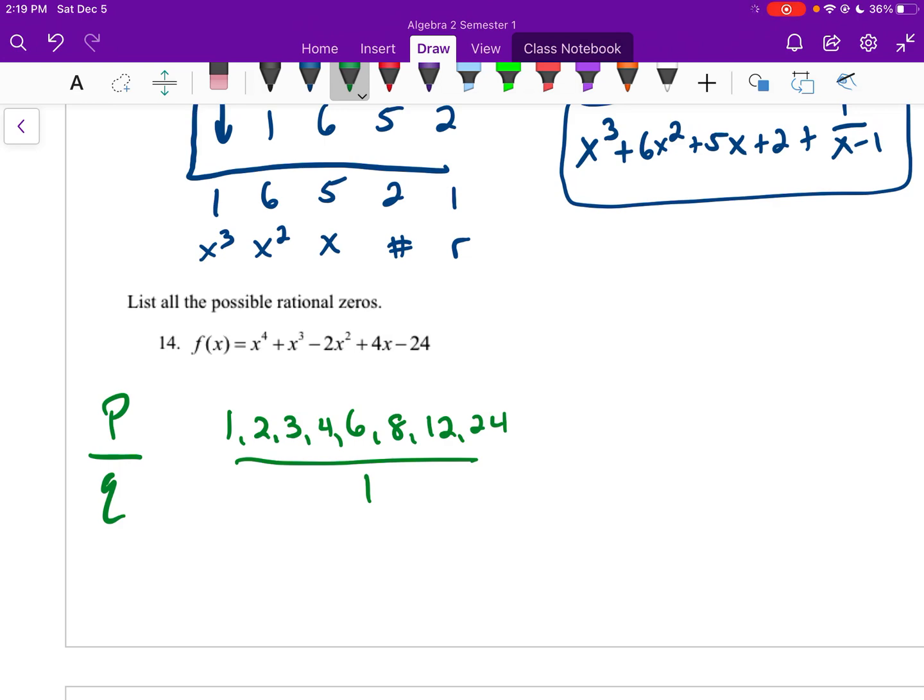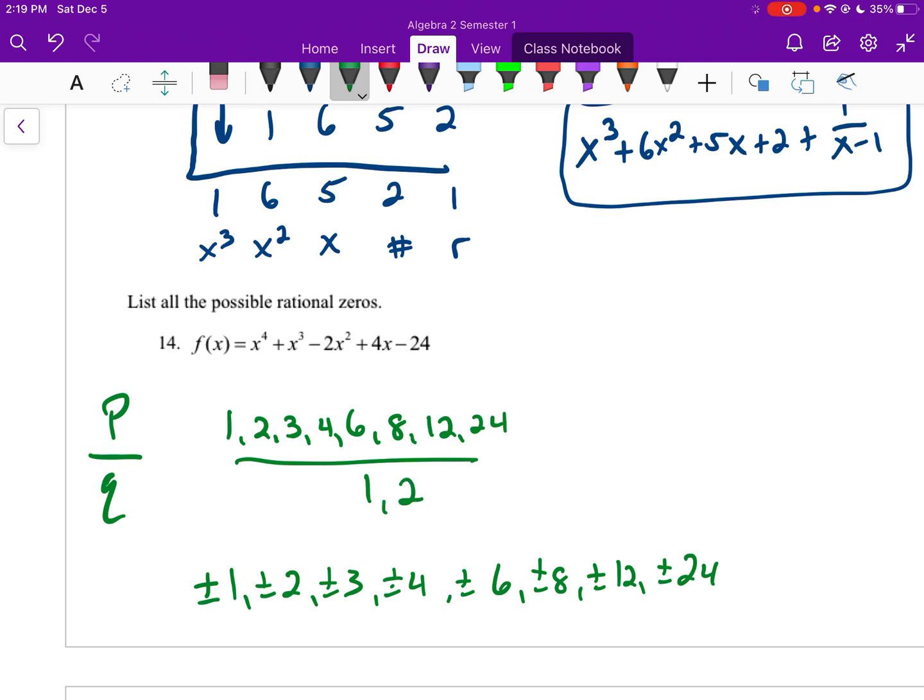Then from there, to list all the possible rational zeros, you're taking those combinations, and it's always plus or minus. So 1 over 1 is 1, 2 over 1. When we have just a 1 factor in the denominator, it's pretty easy.